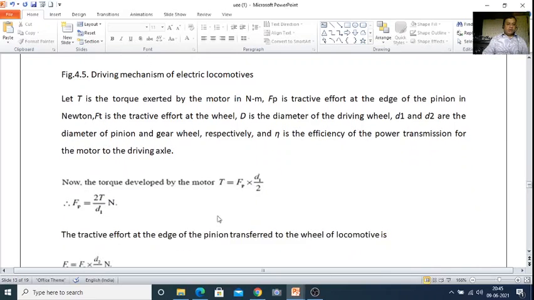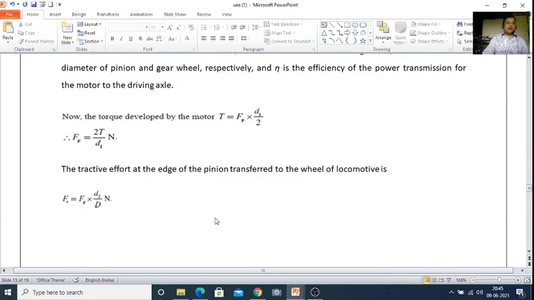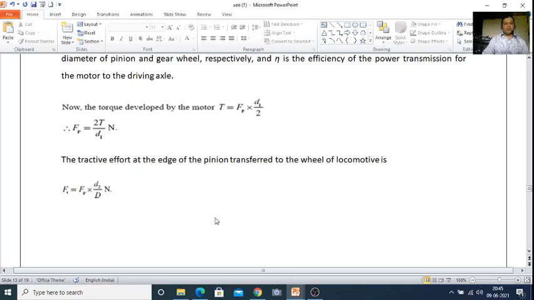Now we will have some formulae for this. The torque developed by the motor, T, is equal to Fp into d1 by 2, and here Fp is equal to 2T by d1. The tractive effort at the edge of the pinion transferred to the wheel of the locomotive is Ft, which is equal to Fp into d2 by D into eta.